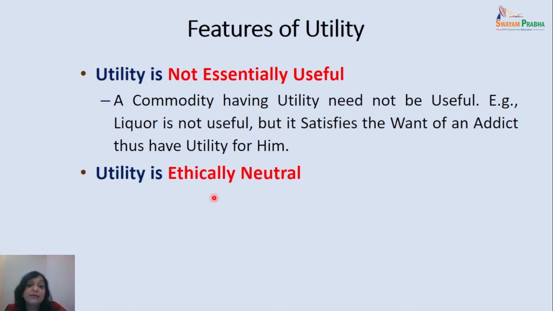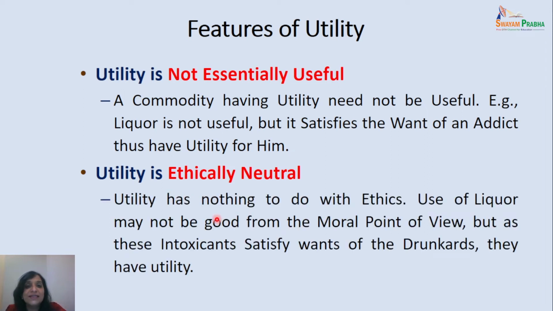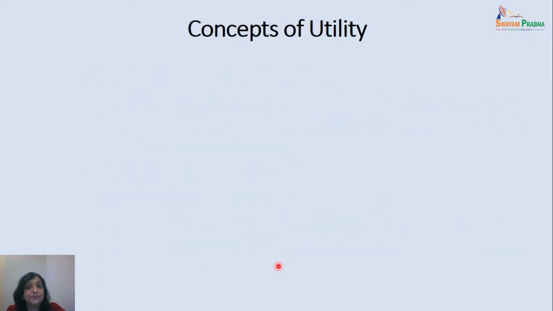Okay, then utility is ethically neutral. You can say that this utility is bad, this utility is good. So ethics has nothing to do with utility. For example, you may say liquor may not be good from a moral point of view, but for drunkards, people who are addicted to it, it satisfies their wants. So it creates utility for them. So these are very specific features of utility which you need to keep in mind.